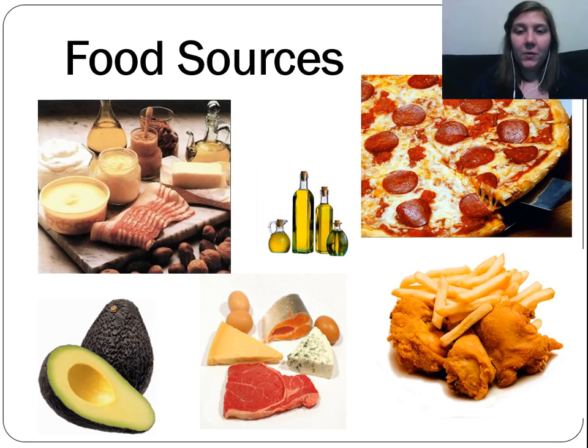And extra food sources: pizza, cheese is a big source of saturated fat. Bacon has a lot of fat. Butter, avocado, oils. Fried food has a lot of fat because it absorbs a lot of the oil that it's cooked in. And as I mentioned already, meat has a lot of saturated fat.